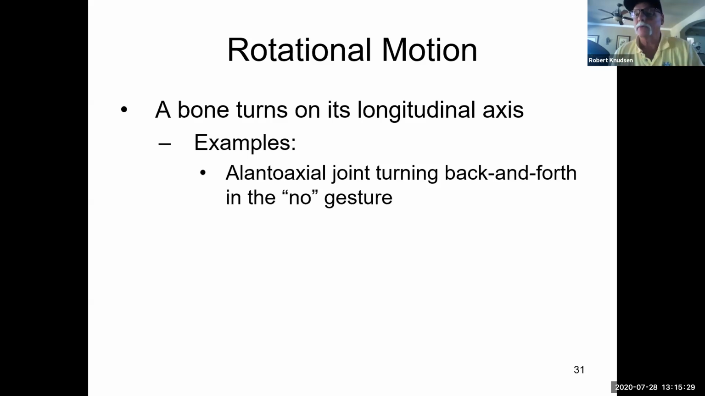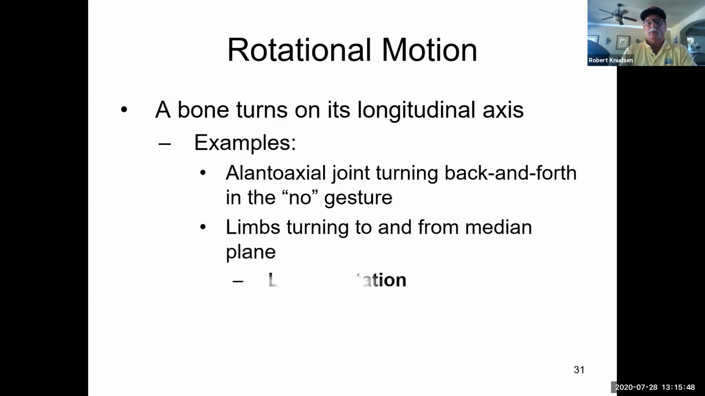The atlas doesn't move. It's attached to the head, so it moves on that. And that joint is called the atlantoaxial joint, and it pivots on that. There's a little thing that sticks up called the dens or odontoid process. And that's what gives you this. No, I do not want to do that.